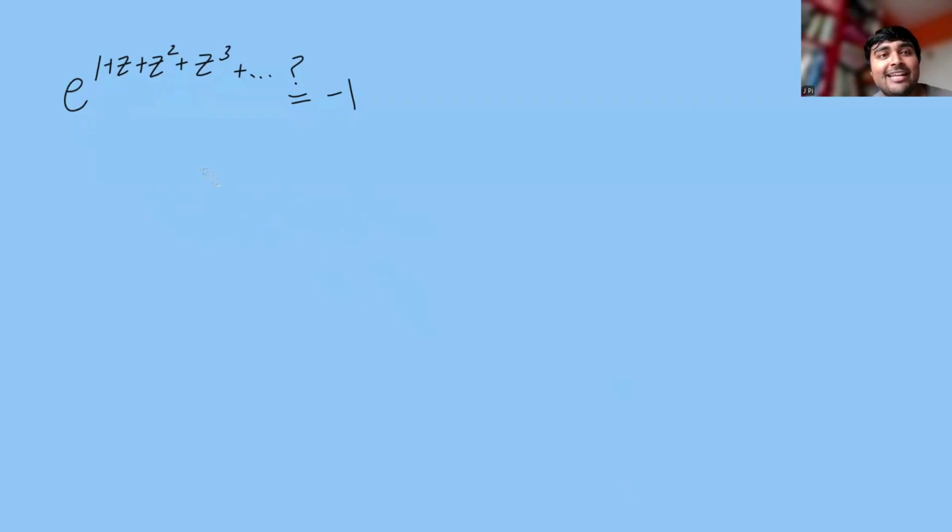You saw the thumbnail. Is it possible for e to the 1 plus z squared plus z cubed and so on forever to equal -1? Let's get stuck in. We see in the exponent here we've got 1 plus z squared plus z cubed.